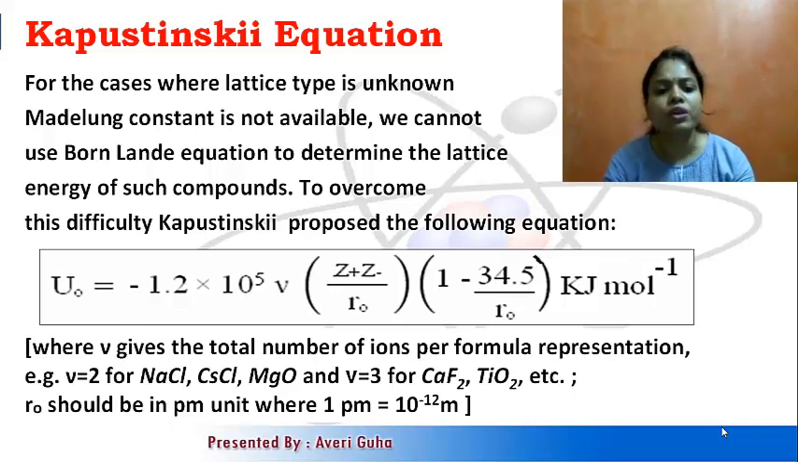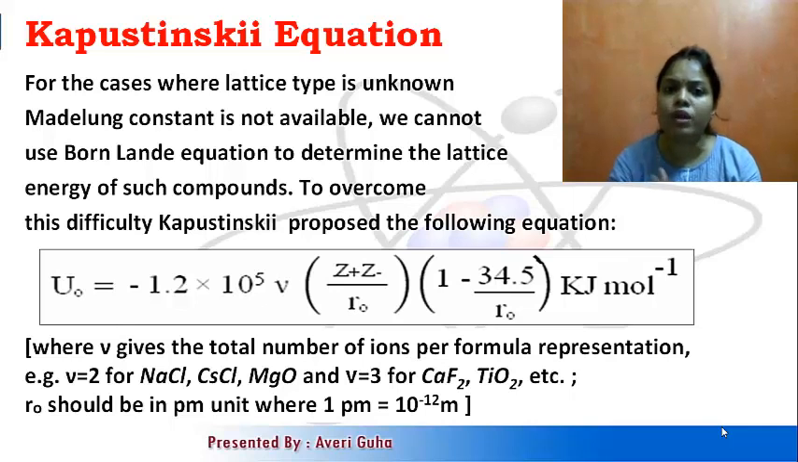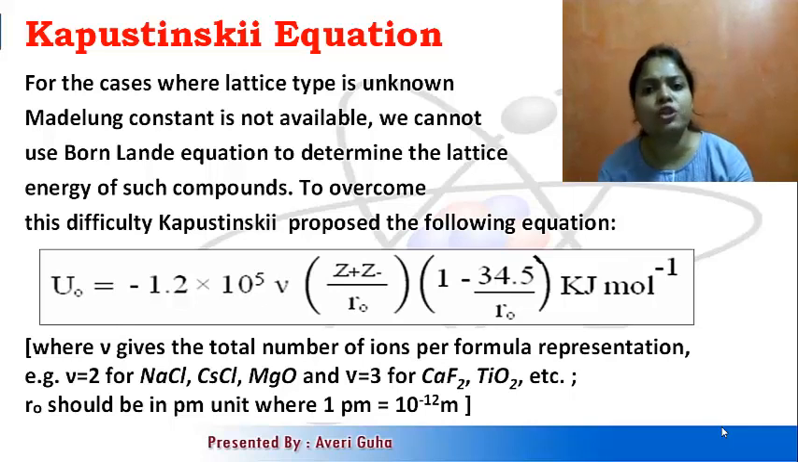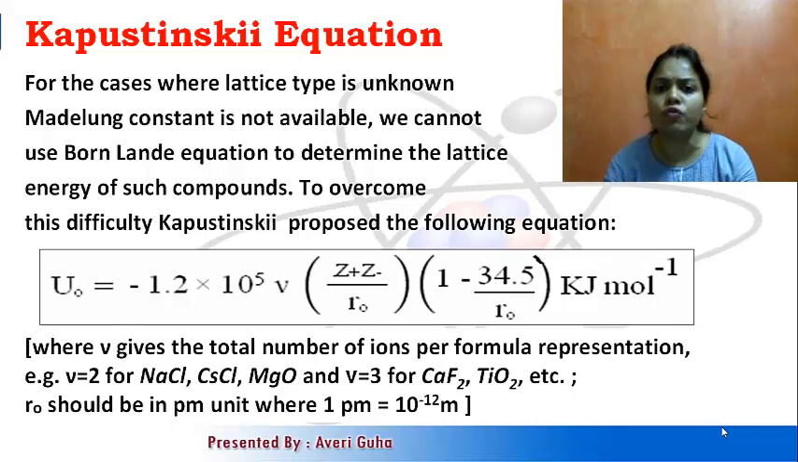What is mu? Mu is nothing but the total number of ions per formula unit. For example, I have NaCl, an ionic compound: 1 sodium, 1 chloride, mu equal to 2. I have calcium fluoride: 1 calcium, 2 fluoride, mu equal to 3. Don't go with their charge numbers, only the number of ions. So this is all about the Kapustinskii equation.